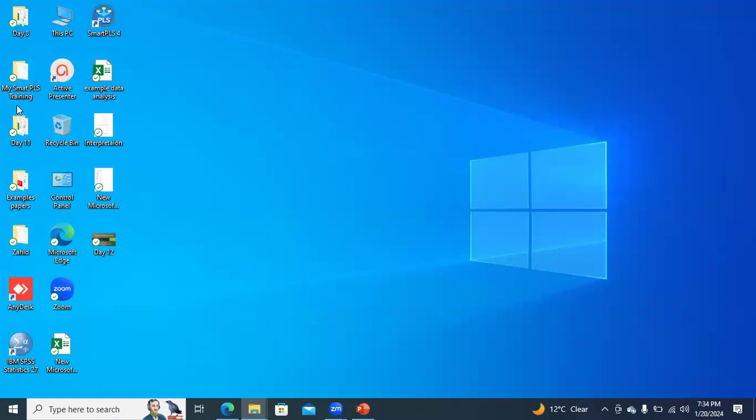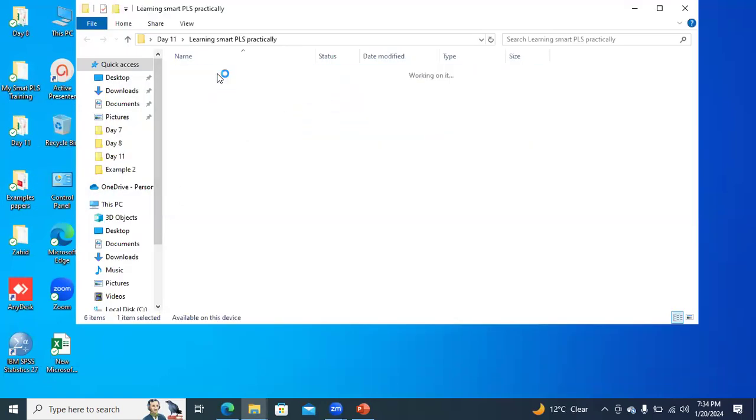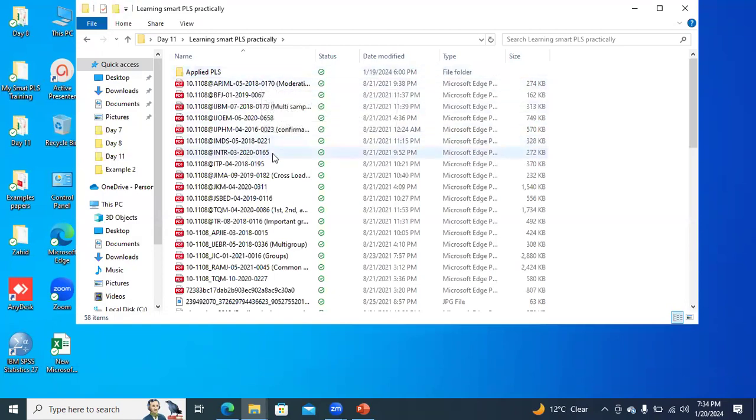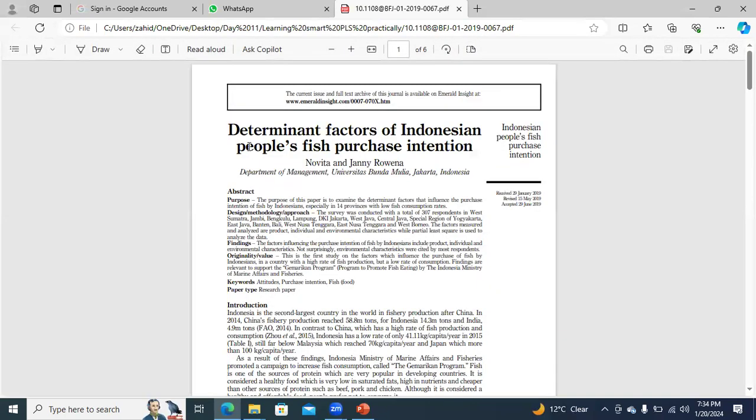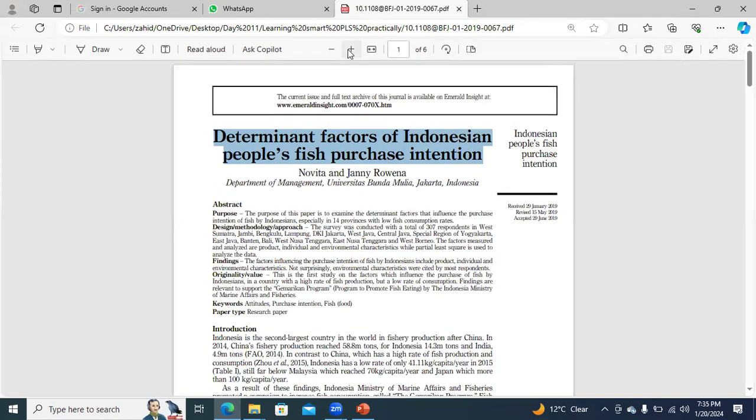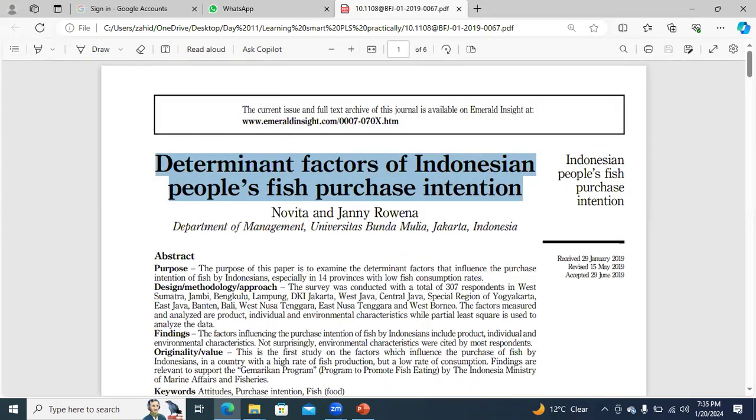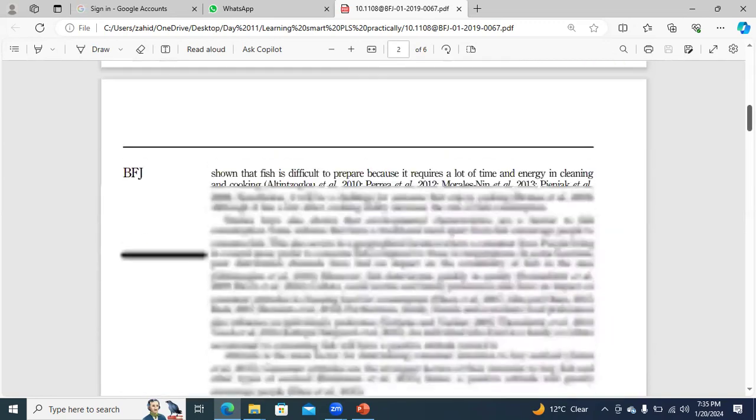So let me explain something from here. For example, I would like to open a file, this one, let's suppose. You can see here the topic is determinants of Indonesian people's fish purchase intention. This is a very simple topic, and let's see how SEM is applied over here.